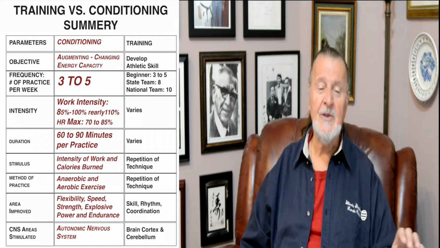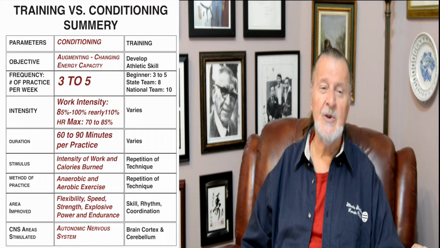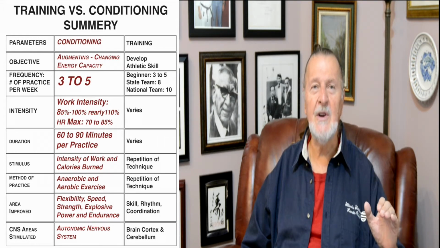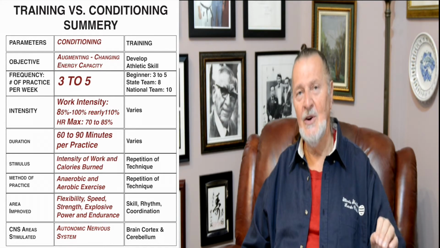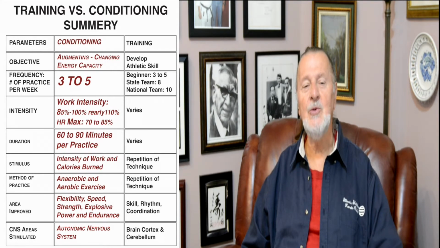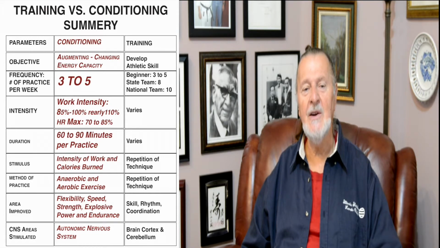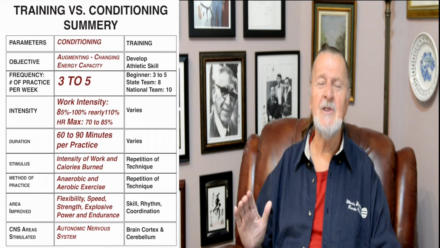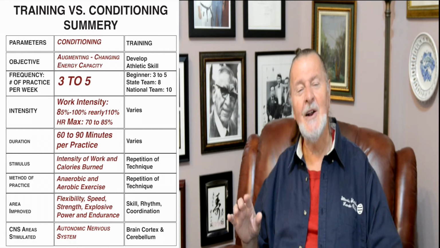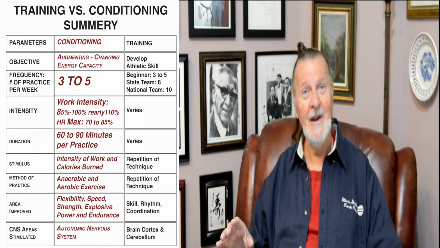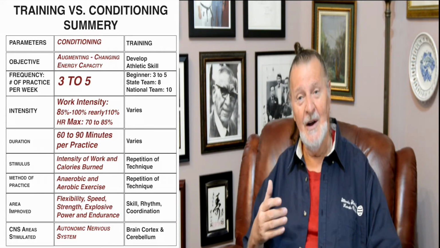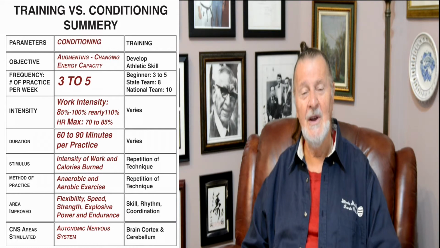Now, which part of the central nervous system do we stimulate with conditioning? It is the autonomic nervous system, the subcortical ganglia, the part that we cannot control. And what do we stimulate in training? The brain cortex, and as we said, I'm repeating again, the cerebellum, because nobody really paid much attention. One of the first things athletes start losing is balance. And balance comes from the cerebellum. We need to address that issue often in karate practice.